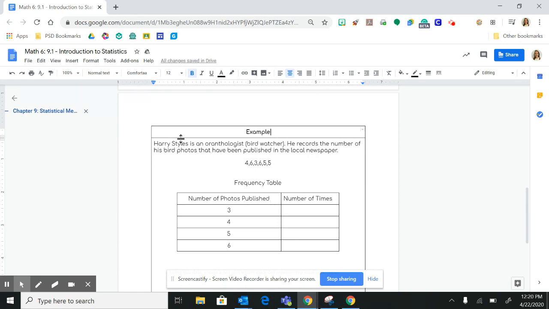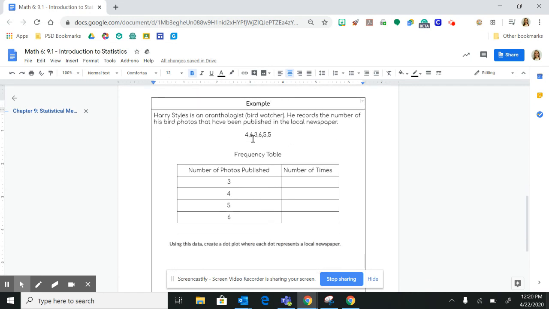So it says Harry Styles is an ornithologist, which is a bird watcher. He records the number of bird photos that have been published in the local newspaper. So each value here represents a different value that was published. So 4 could be for the New York Times. He published 4 photos. For the LA Tribune, he published 6.